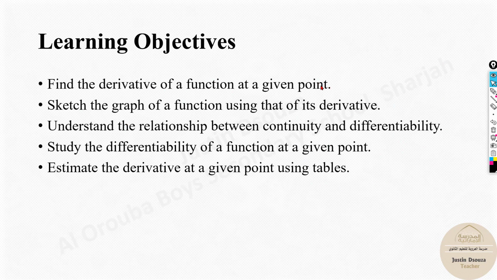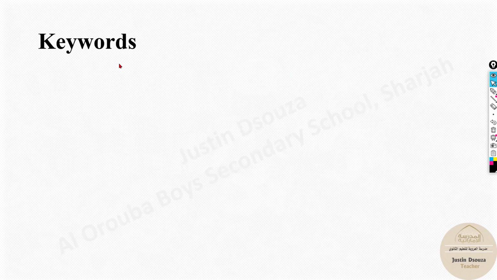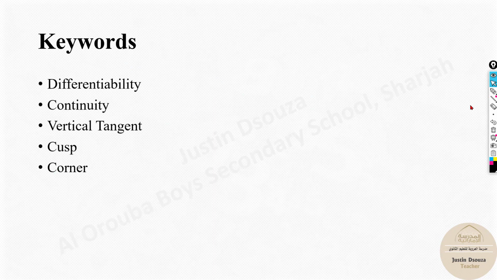We have about 9 problems. Two problems each might cover each of the objectives. So when we solve the problems, you'll come across these keywords: differentiability, continuity, vertical tangent, cusp, corner. We will come across these words as well in the lesson, so stay tuned for these words.